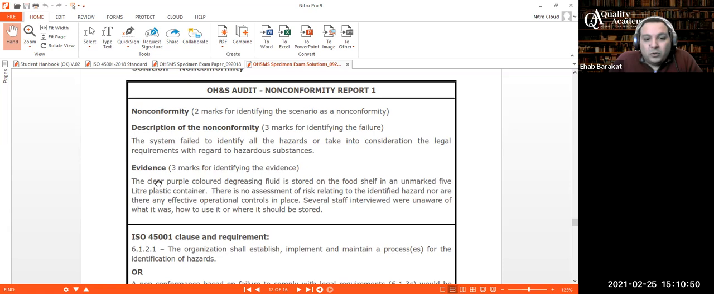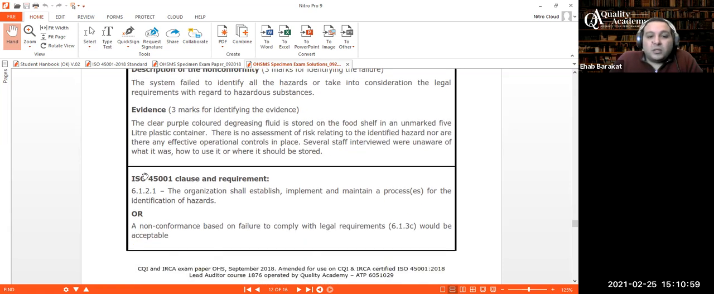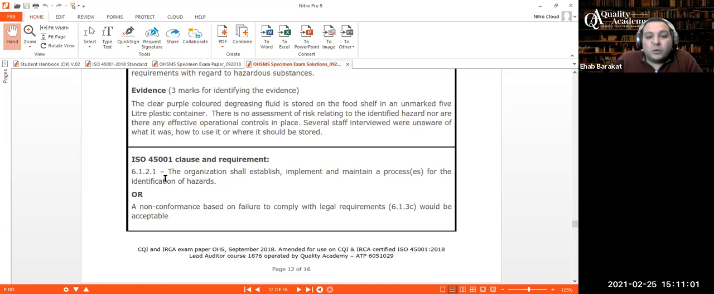For example, it's taken from the scenario that the clear purple color, you will write what is your evidence of what you said here, and the clause number, the requirement of the clause. So you will take full mark.